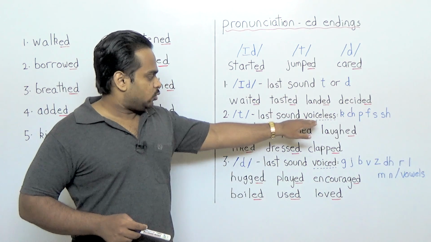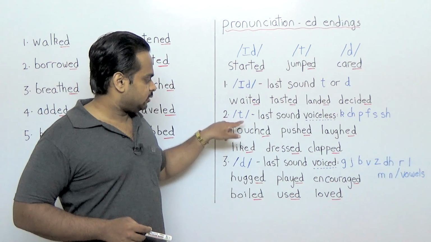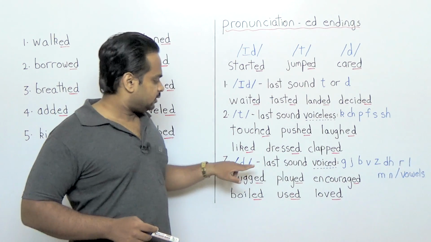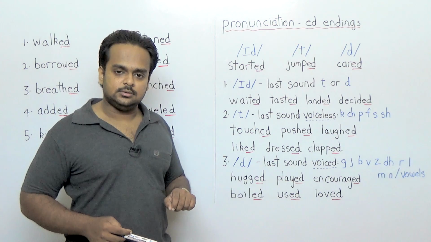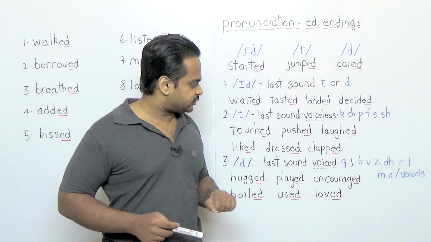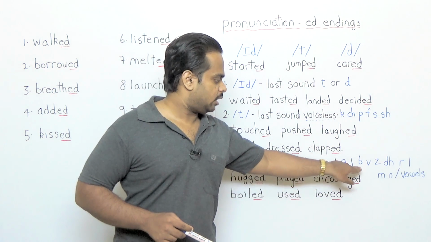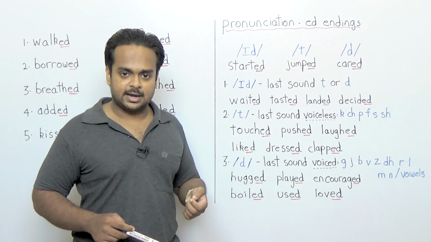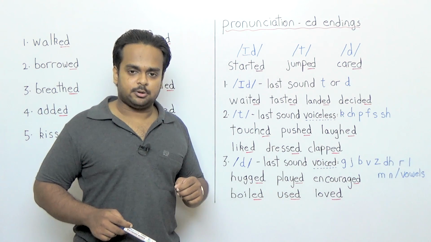So when the last sound is voiceless, we say t for the ed ending. And when the last sound is voiced, the ed ending is pronounced d. These are all some examples of voiced sounds: g, j, b, v, z, etc. And there are actually more voiced sounds in English. These are just some examples.